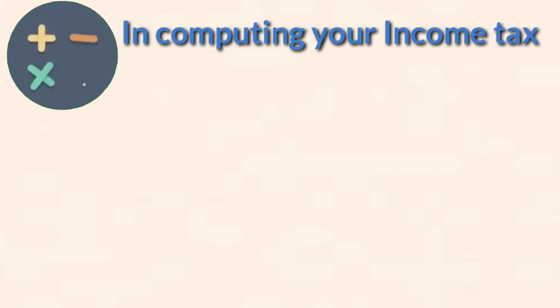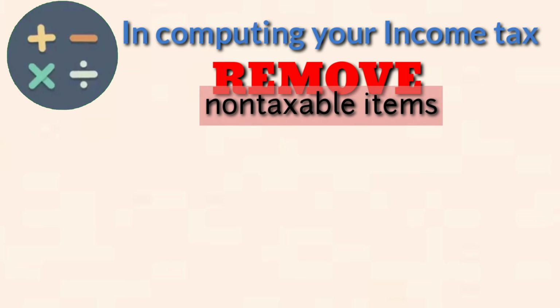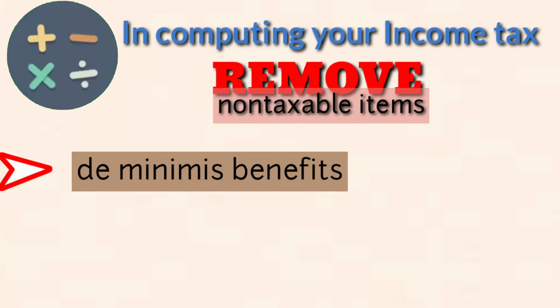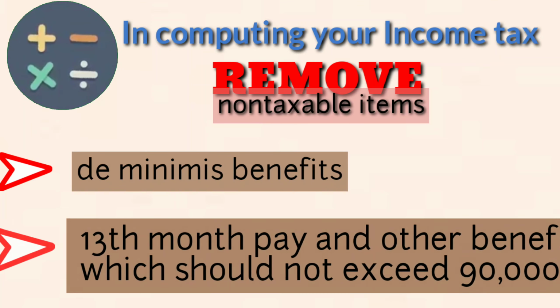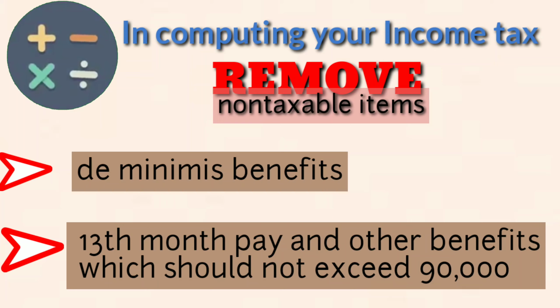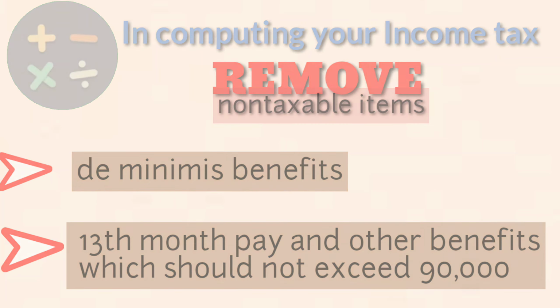In computing your income tax, we're going to have to remove the non-taxable items, such as de minimis benefits not exceeding its limits, 13th month pay, and other benefits which should not exceed 90,000 pesos, to arrive at the taxable compensation income, and apply the allowable deductions such as the mandatory contributions and the like.